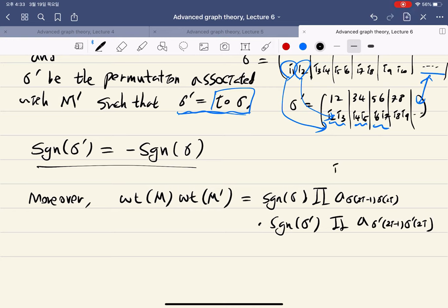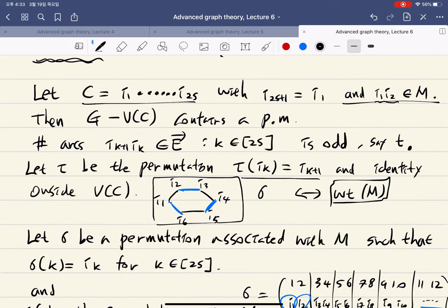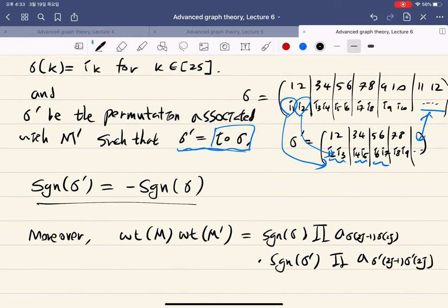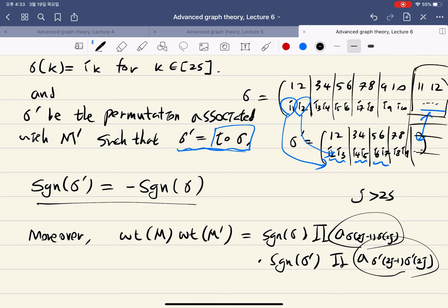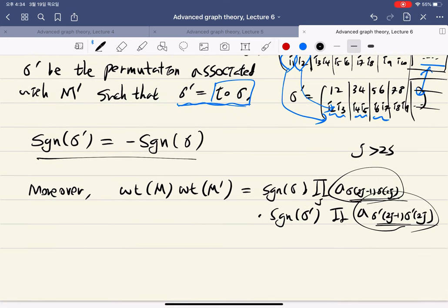But if this i, let's just write j instead. If this j is bigger than 2s, then this term and this term are lying in this block, where it's identical. So those numbers are all identical. Once they are multiplied together, they are either 1 or negative 1, but the square is always 1. So we can forget that. We only have to consider the case where j is at most 2s.